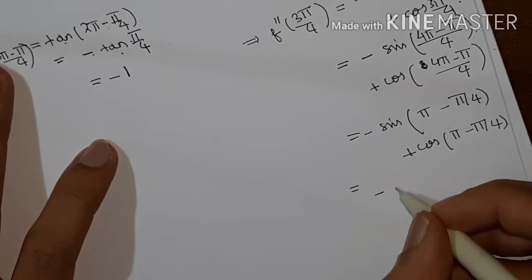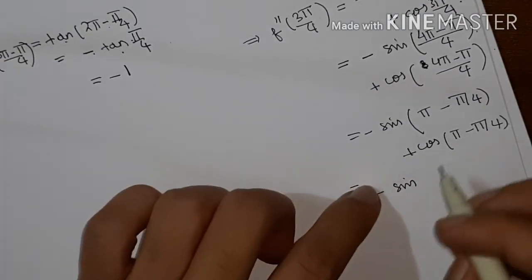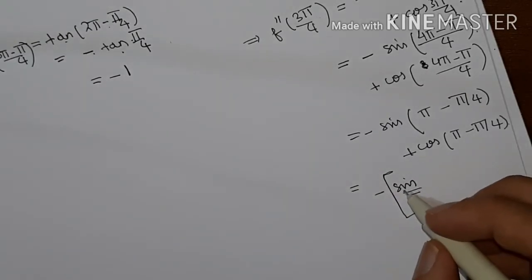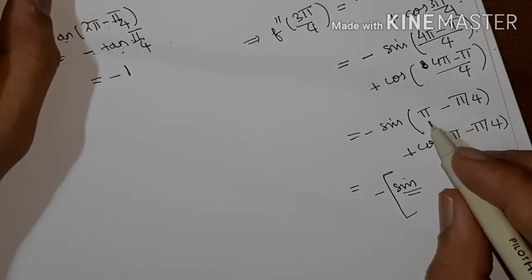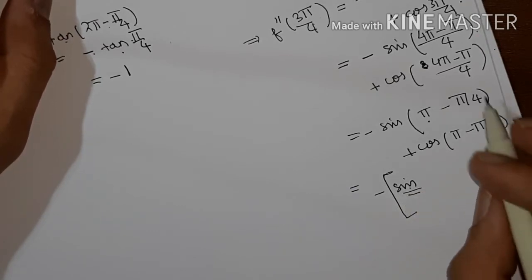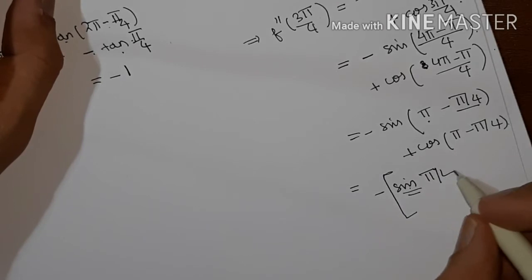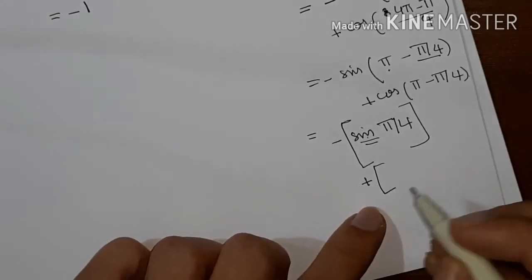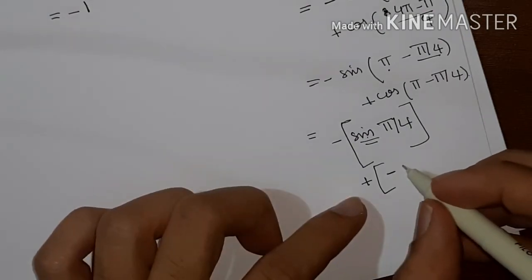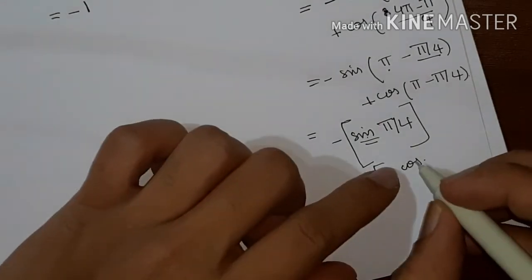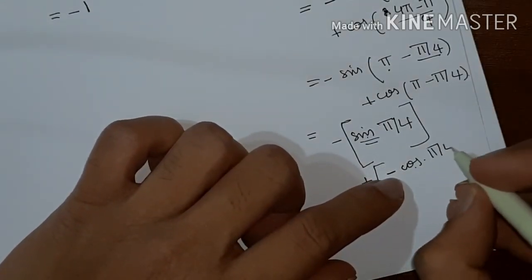So what is it? Minus sine, because the sign of the trigonometric function sine is positive in the second quadrant. Pi minus pi by 4 is in the second quadrant, sine is positive, and the theta without the sign is pi by 4. And plus, now you see that cos in the second quadrant is negative, so minus, the ratio remains the same when you go from pi to any angle, so cos of pi by 4.